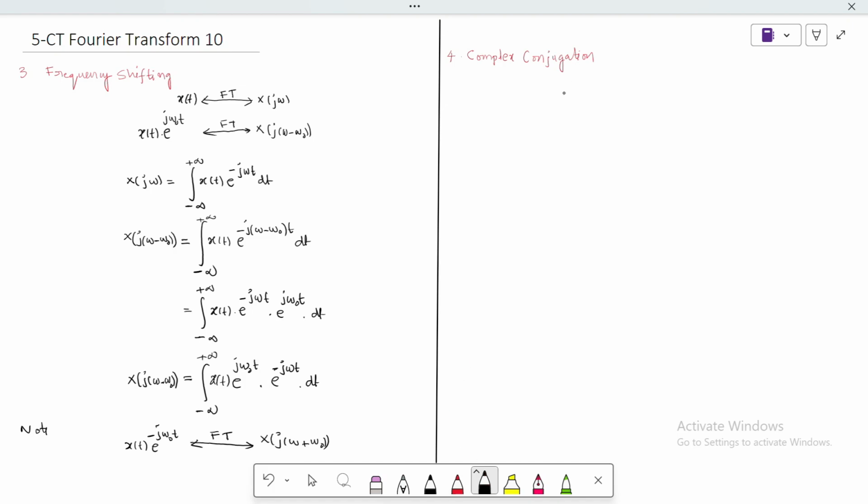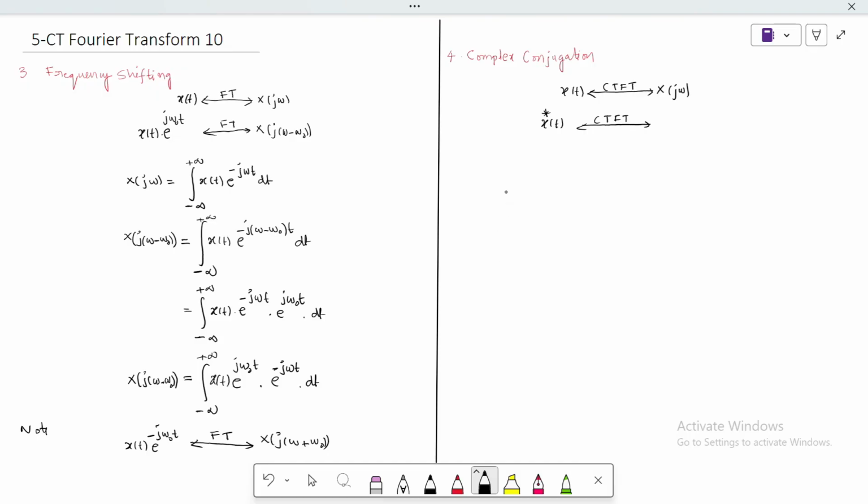Complex conjugation. So this is x of t, whose continuous time Fourier transform is x of j omega. Then if you take the complex conjugate in the time domain, what will happen in the frequency domain? In this case, I would like to prove that.